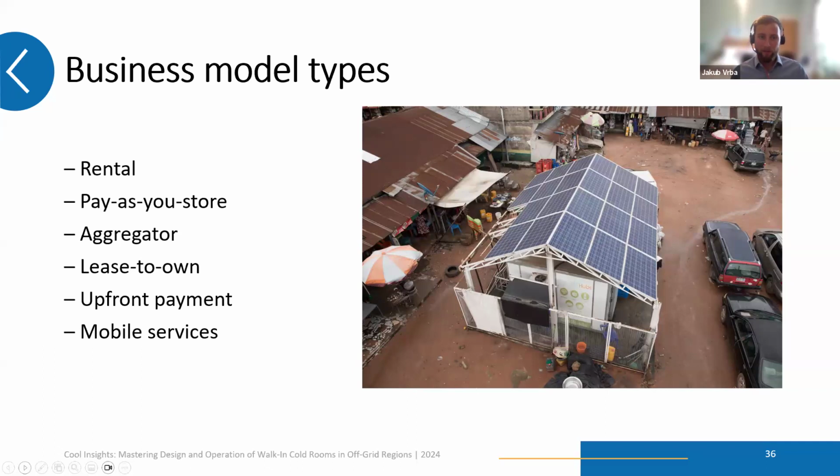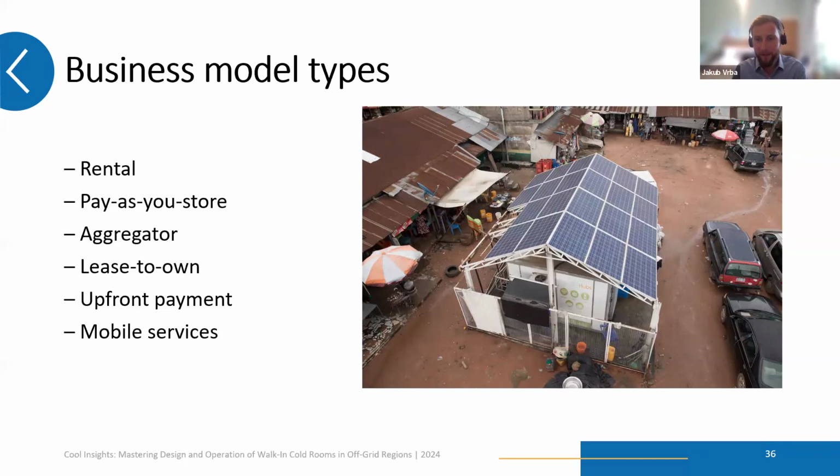The payment default risk is the main challenge for the cold room suppliers, as with any other financing scheme out there. And we have got a case study from Jungle Harvest in Kenya in the guide. Next one is perhaps the most straightforward. That's the upfront payment model.